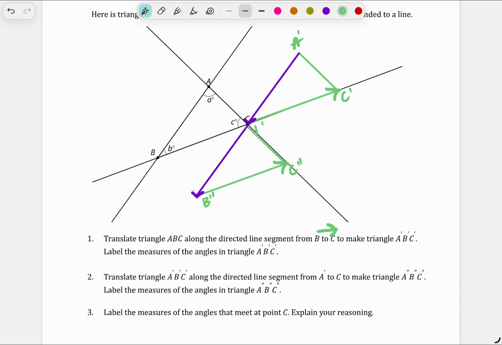So how do we do that? I'm gonna just erase the letters so we can see better.